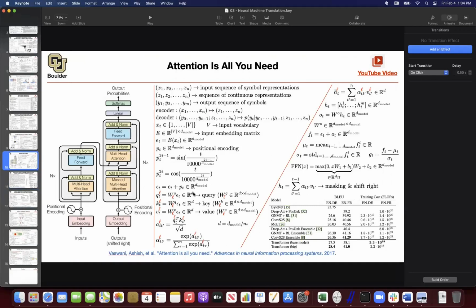So last session, we also covered attention. Any questions about the attention mechanism and the transformer architecture? Okay, perfect.